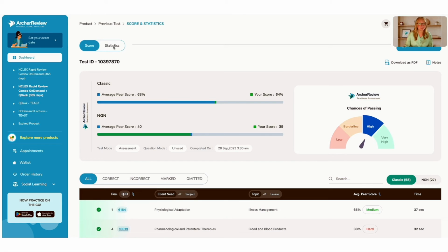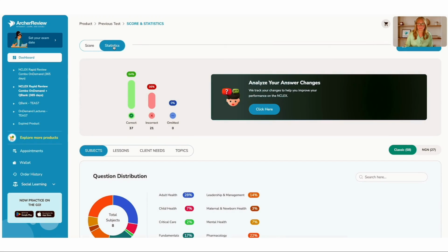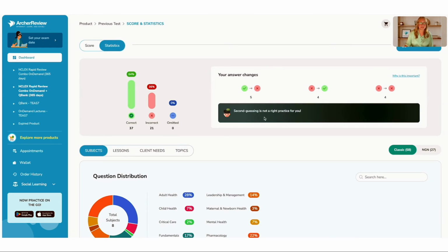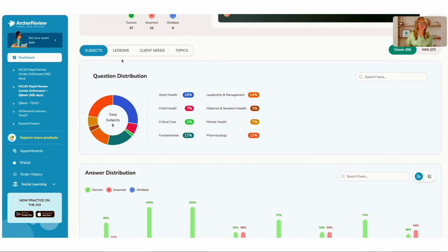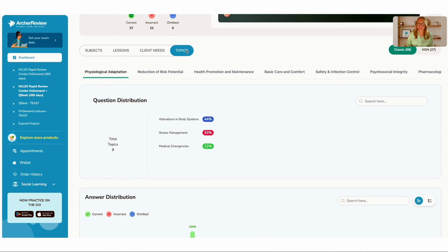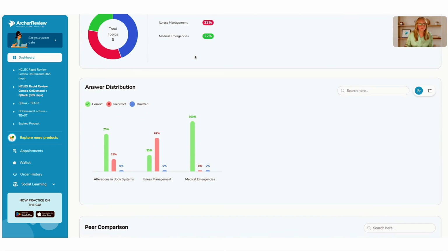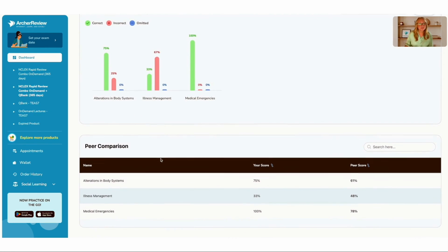Now let's look at the statistics page by toggling up here on the left. First things first, analyze your answer changes. Click here and find out if second guessing is for you. I changed my answer from correct to incorrect 5 times, so second guessing was not a good practice. Moving down, you can get a distribution of all the subjects, lessons, client needs, and topics that you got correct and incorrect for a really specific breakdown of exactly where you might need to study more. Here, I got all my medical emergencies correct, but illness management is a topic I need to work on. And I can even compare how I did to my peers, so I know where I stack up.